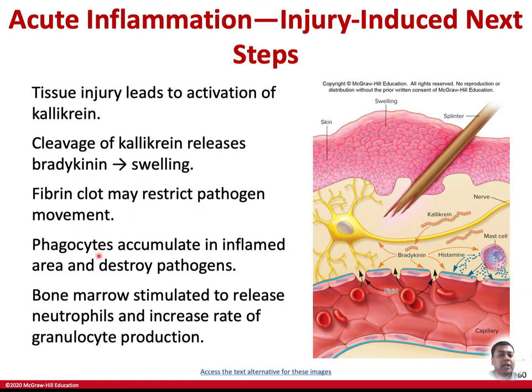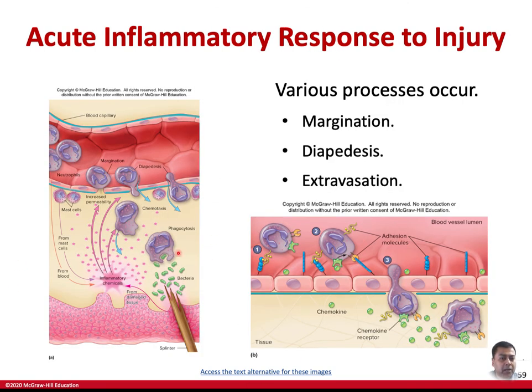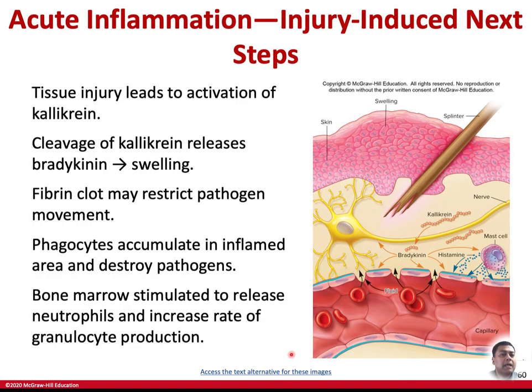On the other hand, the phagocytes will accumulate in the infected area to destroy the pathogen that we have seen right here. Phagocytes will accumulate in that area, and the bone marrow will be stimulated to release neutrophils and increase the rate of granulocyte production. And all these neutrophils which are doing this diapedesis and margination will move into that area, and they will increase the blood leakage into the tissue at the injured site, which will cause the clot formation, bring more phagocytes, and bring more neutrophils to fight the invasion of the pathogen or deal with the tissue injury.